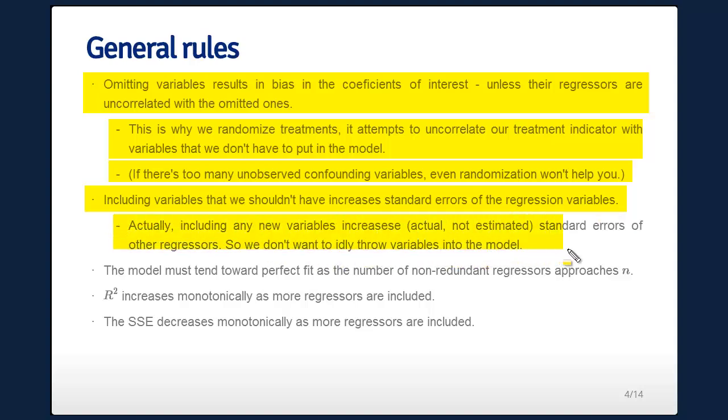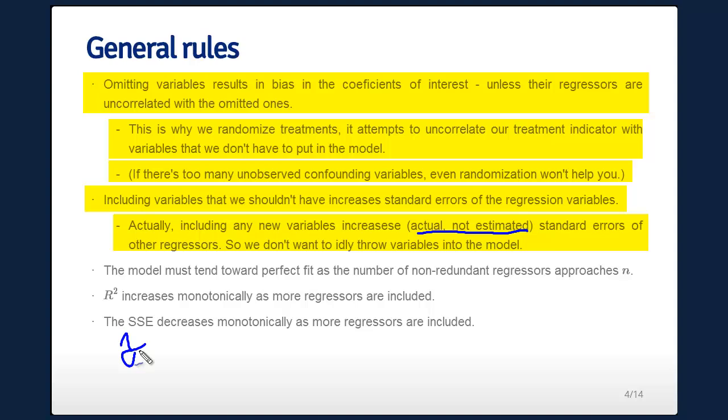It turns out that including any new variables increases the standard errors of the regressors. And I want to emphasize this point, it increases the actual standard errors, not the estimated standard errors. So what happens with the estimated standard errors remains in question, because there's two parts to the standard error of a regressor. There's the part that depends on the residual variance, which you have to estimate, which has to go down if you include a regressor, even if it's unrelated to the response.